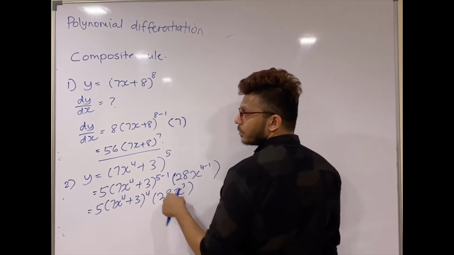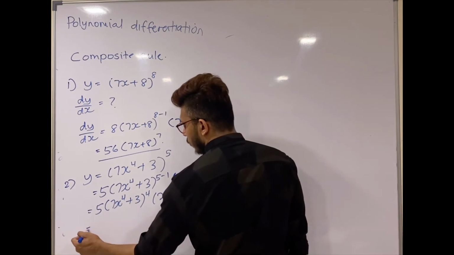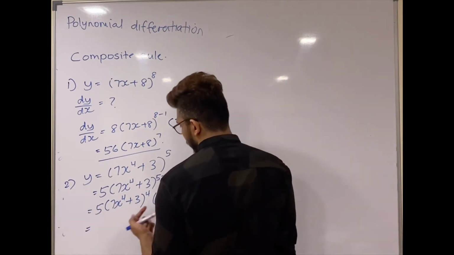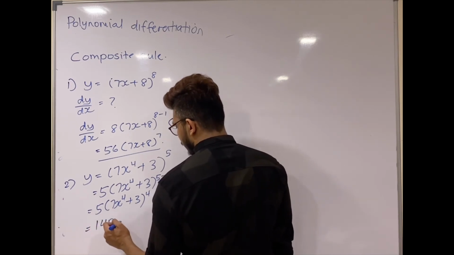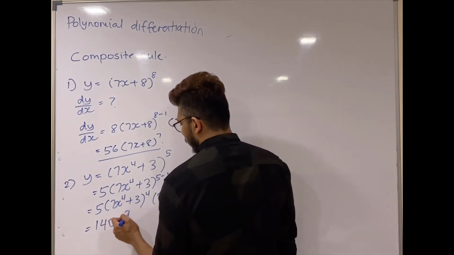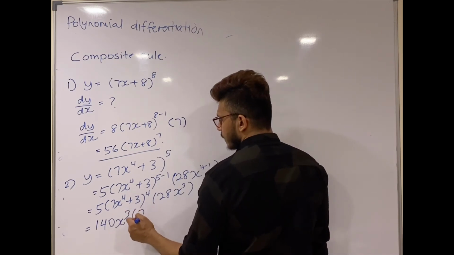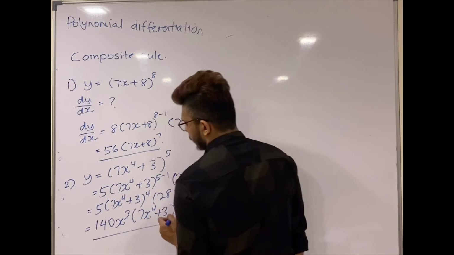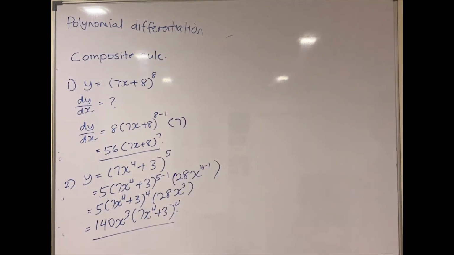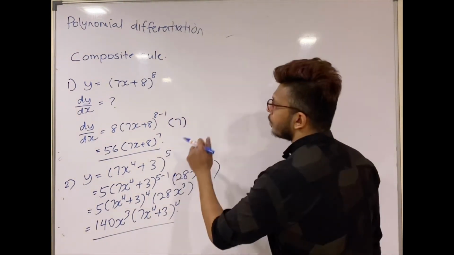Now this is one term, so you can just times here. Your final answer, 28 times 5 is 140, 140x to the power of 3, (7x to the power of 4 plus 3) to the power of 4. This is how you do your composite rule. What if it's a negative power? Example.